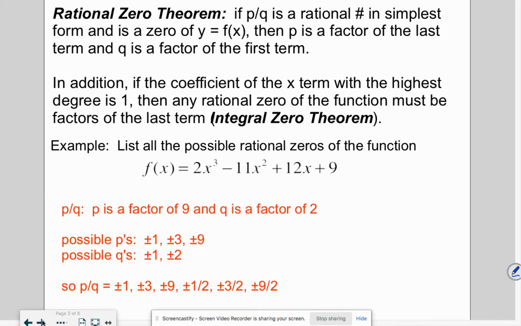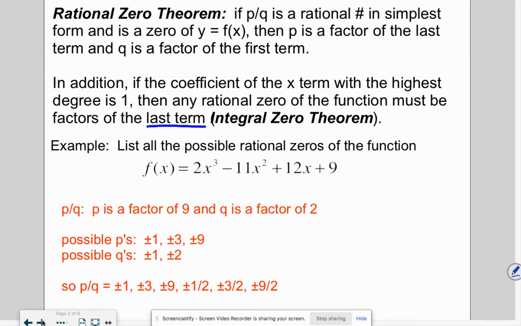So in addition, if the coefficient of the x term with the highest degree is 1, so the leading coefficient is 1, then any rational zero of the function must be factors of the constant, factors of the last term, which is the constant. That's called the integral zero theorem. So it's just kind of like an addition, kind of like a corollary in geometry.